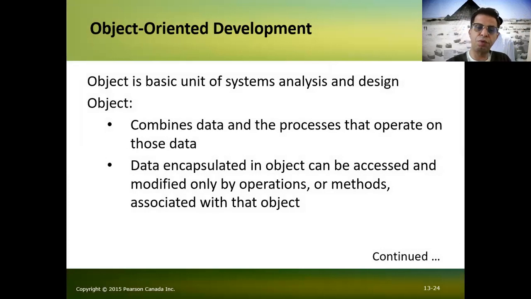Now, what do you have? Object-oriented development, where the object is the basic unit of system analysis and design, which combines the data and the processes that operate on that data. Data is encapsulated in an object and can be accessed and modified only by an operation or method associated with that object. So the data is stored somewhere, and it would not be activated until that object is selected. It is made of, as we said, data and the processes that operate on that data.